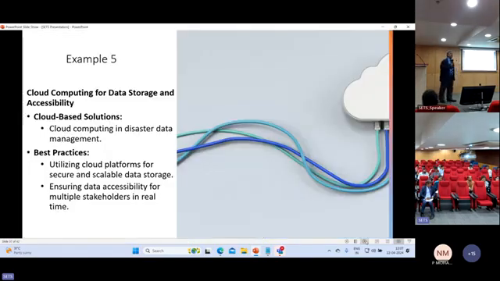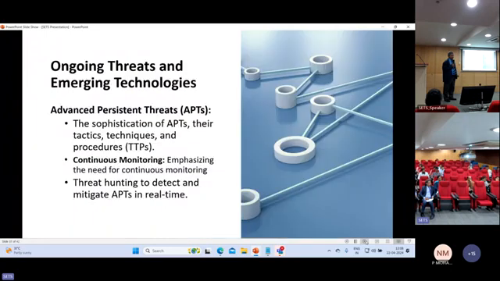Now, the next and the most important thing to me is cloud computing for data storage and accessibility. Cloud computing in disaster data management is very beautiful. How can you use a good cloud platform for ensuring what we call scalable data storage? Scalability is very important. Ensuring data accessibility for multiple stakeholders in real time is very important in many of these applications.